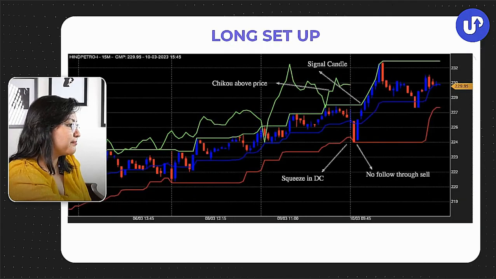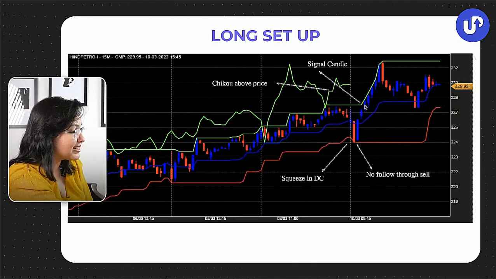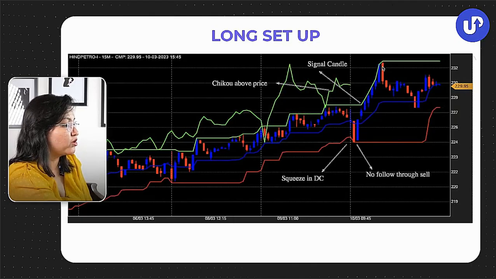This is an example of a trade setup of Hind Petro. On the 10th of March, if you see, there was a squeeze in the Donchian channel and the Chikou, which was already above the price. So Chikou being above the price is my first indication that the trend is bullish. A squeeze and the Chikou being above the price. So I was waiting for the prices to go and stick to the upper band and then get a follow-through signal. What happened was, it did completely the opposite.